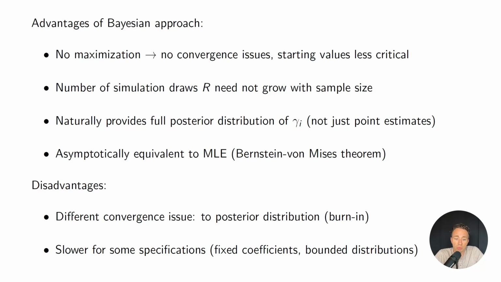What are the disadvantages? Well, there's a different type of convergence issue. There's something called burn-in that we have to avoid. All that's saying is that the posterior that we settle on might be sensitive to the starting values that we provide it, and so we need to let the algorithm run for several thousand iterations before we really tell it to start paying attention, and that's called a burn-in period. And then for some specifications, this Bayesian approach might actually be slower than the frequentist or the classical analog. So it's important to know what the trade-offs are to be able to make an informed decision about whether a particular approach is going to be useful for your use case.